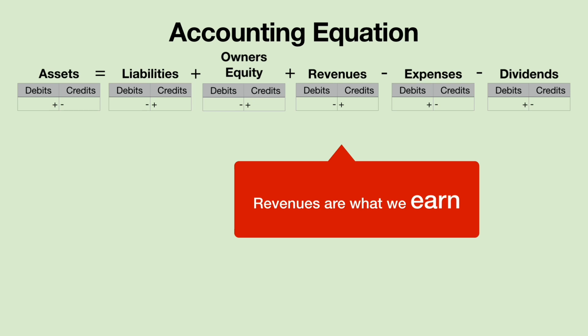It is possible to receive payment before we earn or as we earn or after we earn. But in accounting, we record what we earn and what we receive as 2 separate events that could happen simultaneously, but they're 2 separate ideas.